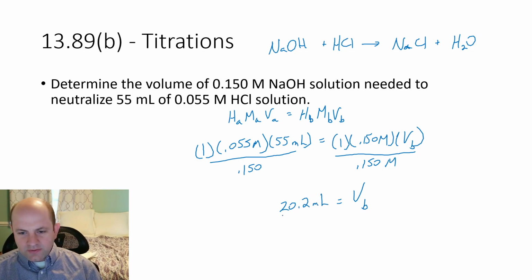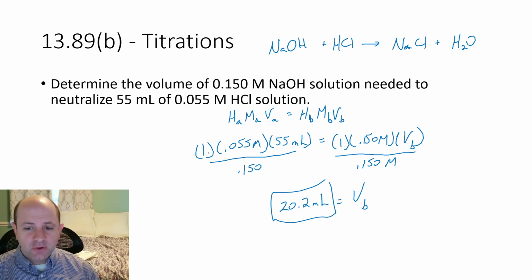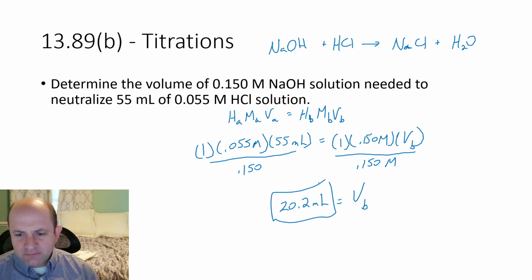And you can double check and say, does this answer seem reasonable? And it does, because if you look, okay, the hydroxide here is almost 3 times more concentrated. And on a 1-to-1 reaction, that means it should be about 3 times less volume. And yeah, 55 to 20, that's about 3 times less. So that checks out as a reasonable answer.